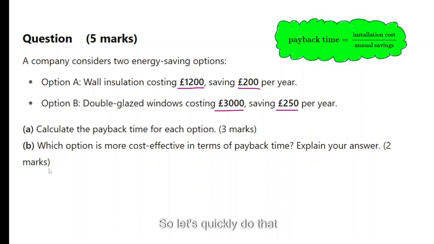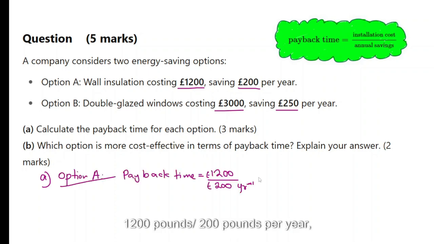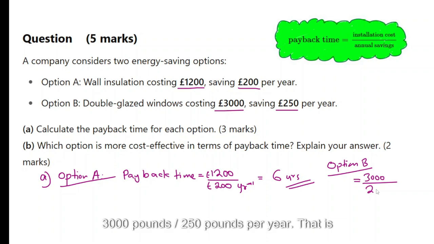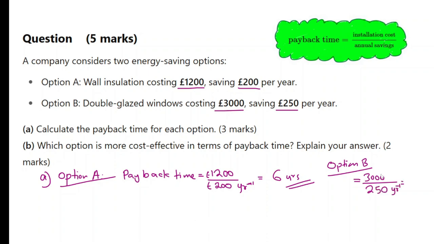So let's quickly do that. Part A. For option A, £1,200 divided by £200 per year, that is 6 years. For option B, £3,000 divided by £250 per year, that is 12. Option A, 6 years. Option B, 12 years.